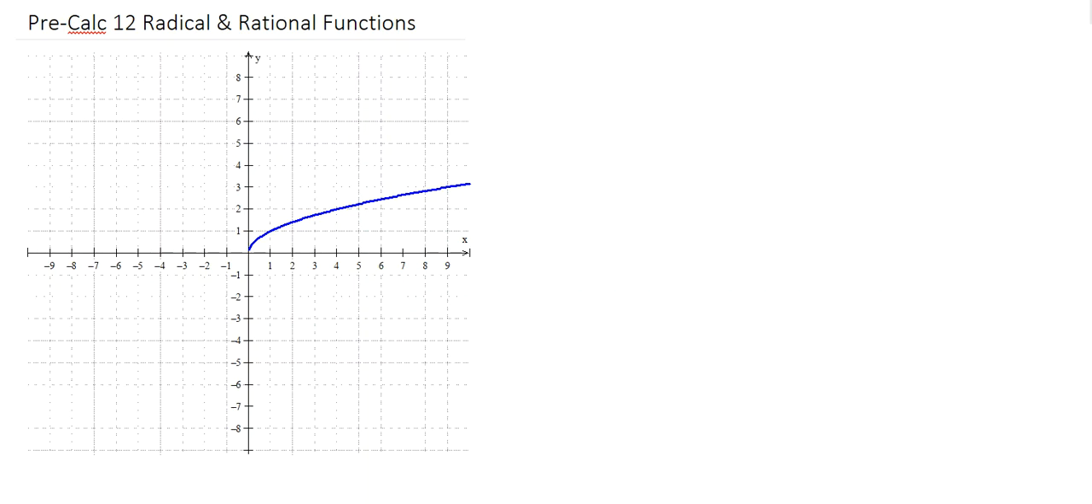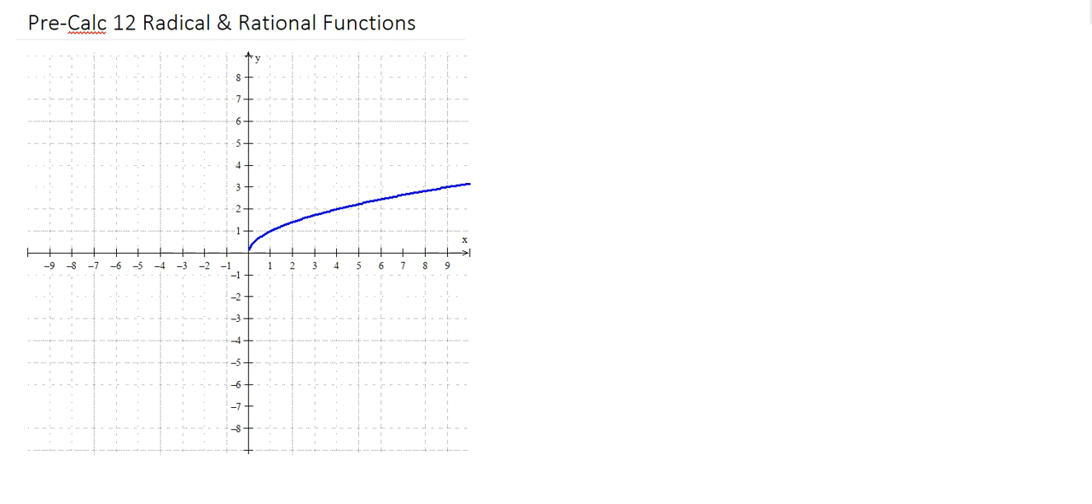So today we're going to look at radical and rational functions and an introduction to the types of functions and applying transformations to them. So first we're going to look at a radical function. A radical function is any function that involves a radical sign and a variable inside of the radical sign.